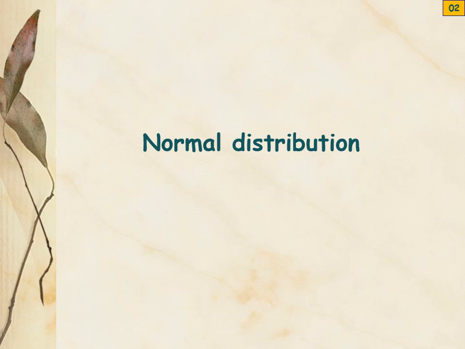Slide number 2, normal distribution. This is the most important probability distribution applicable on continuous data or continuous variable. Whenever we are dealing with a continuous variable and we are going to analyze the data, it is very important to know whether the distribution pattern of the observations of that variable is normal or not normal, because the types of tests used for the analysis are different in case of normal and in case of non-normal.